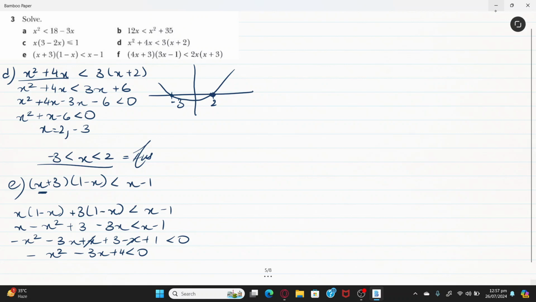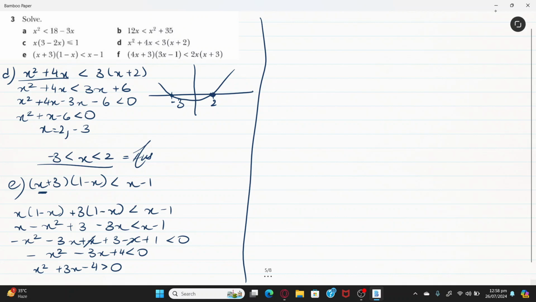We are going to get x squared plus 3x minus 4. As we have divided both sides by negative 1, we are going to change the direction of the inequality, making it greater than 0. And as 0 divided by negative 1 is essentially 0, there's not going to be any change for the other side of the equation.